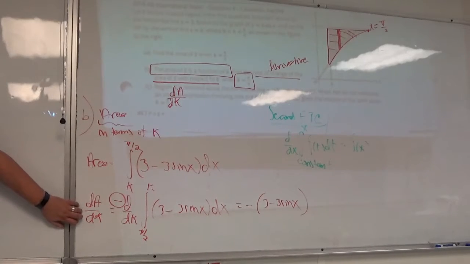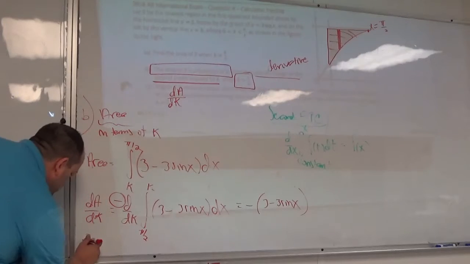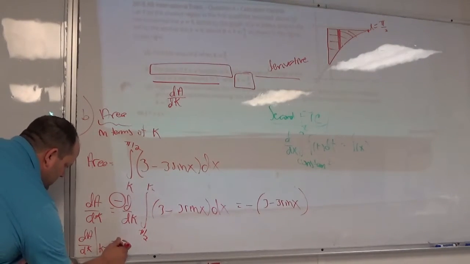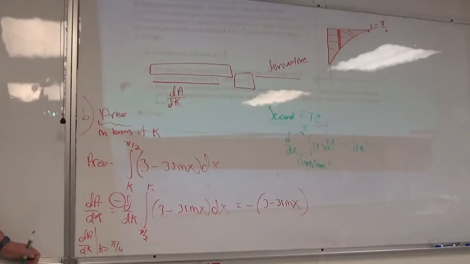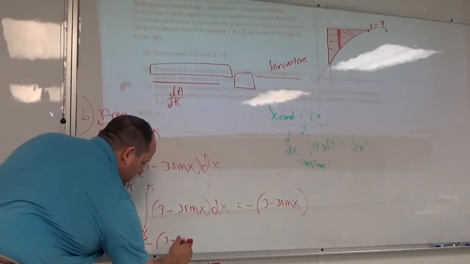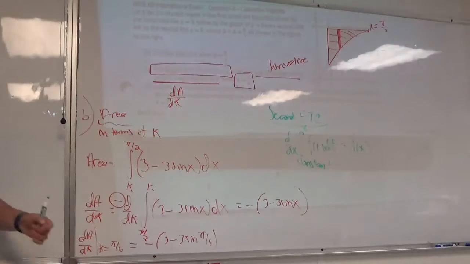The last thing though, you need to know the derivative at x equals pi over 6. We know the derivative, all you need to do is plug in pi over 6. So it's the negative of 3 minus 3 sine pi over 6. That one's mean. I know it's mean.